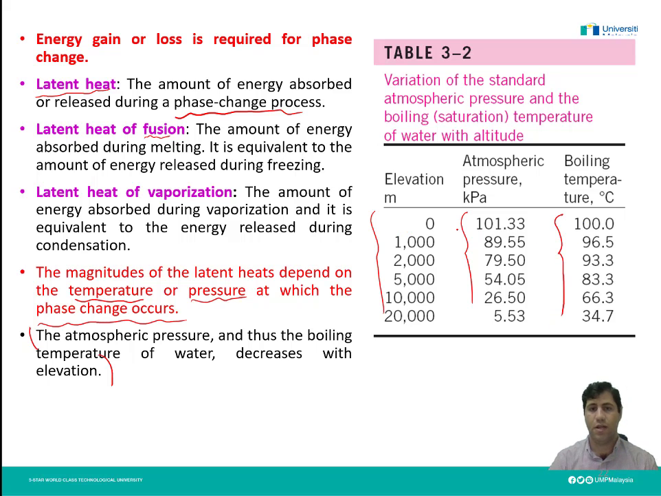You can see here elevation 0, sea level actually. The atmospheric pressure is 1 atmosphere or 101.33 kilopascal, then the boiling temperature will be 100 degrees Celsius. And as the elevation increases, atmospheric pressure decreases, then the boiling temperature will also decrease. It's the relationship between pressure and boiling temperature. And a simple example is the relationship between atmospheric pressure and elevation.